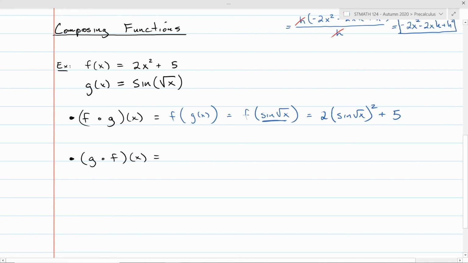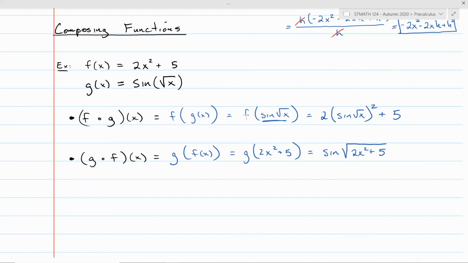And you can compose in the reverse order, but you don't necessarily get the same answer. So this isn't like multiplication. This would be g of f of x for the second part. So that's g of 2x squared plus 5. And that means put 2x squared plus 5 in place of x in the formula for g. So then you'd get sine of the square root of 2x squared plus 5. And notice that we didn't get the same answer both times, right? When I reverse the order of composition, I get two completely different answers.